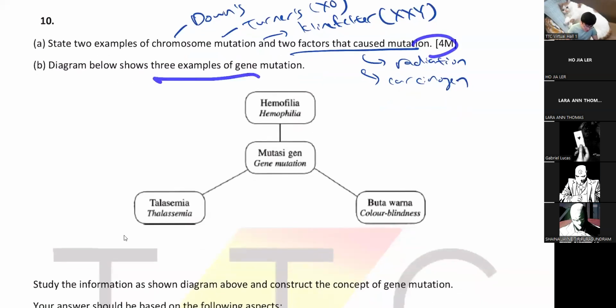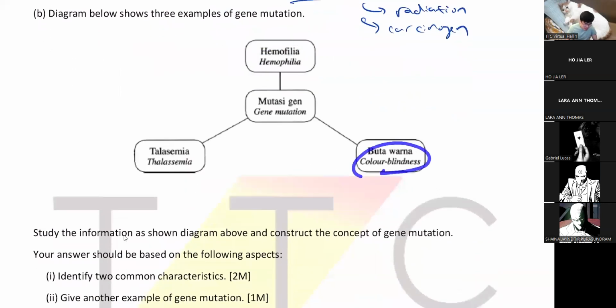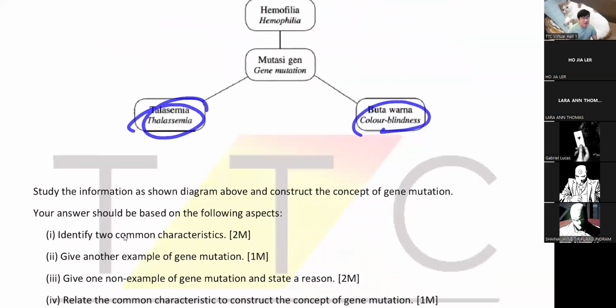So 3 examples of gene mutation. So you have your hemophilia, which is the blood cannot clot. Color blindness, we have done that just now. What is thalassemia? Thalassemia is another type of anemia. Okay, you know your sickle cell anemia, that your red blood cell kind of look like a moon crescent shape, a sickle shape. And then that's another type, thalassemia.